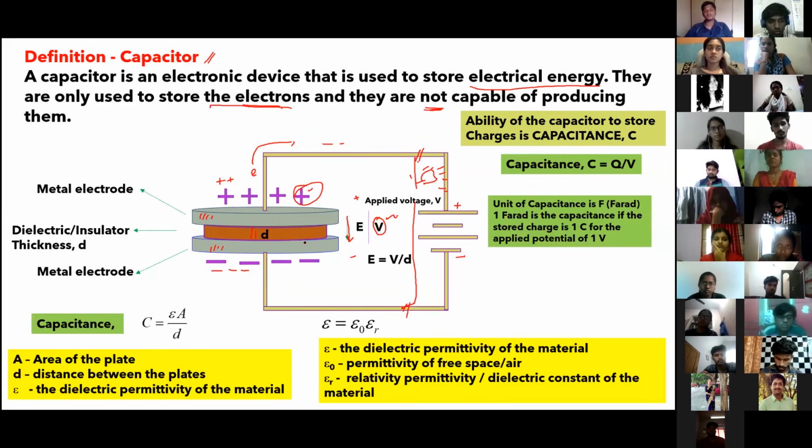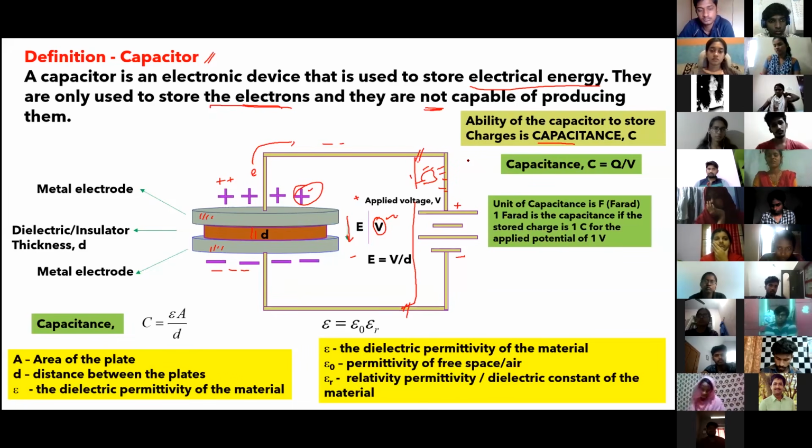And once you have the capacitor, we should be talking about the capacitance. What is capacitance? The ability of the capacitor to store charge. If the capacitance is more, you can say that it can store more charge. And if the capacitance is low, you can store very little charge. That is defined electrically this way: capacitance C is equal to Q by V.